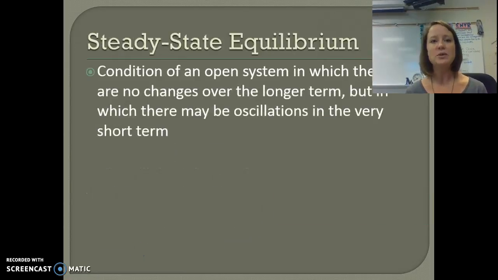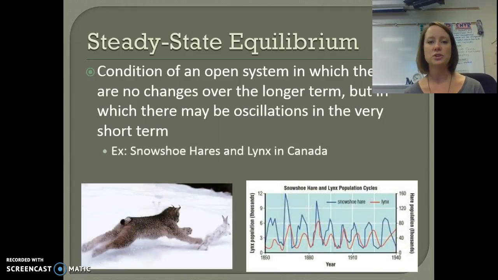In steady state equilibrium, this is what we're going to see in most open systems. No long-term changes, but there may be oscillations in the short term. A great example is a predator-prey relationship. If we look at the snowshoe hare and the lynx populations, we see in the graph the hare is represented by the blue line and the lynx by the red.